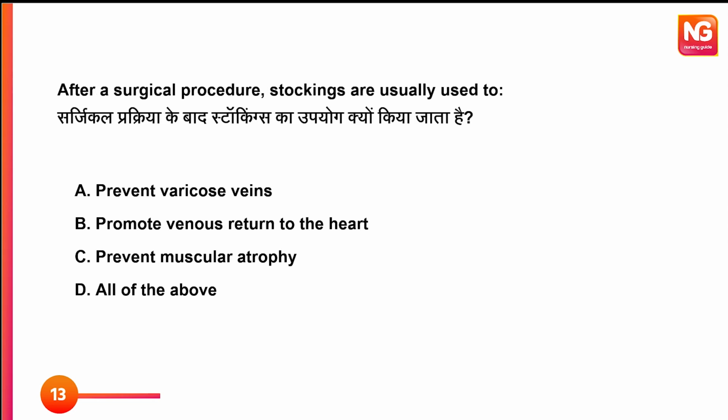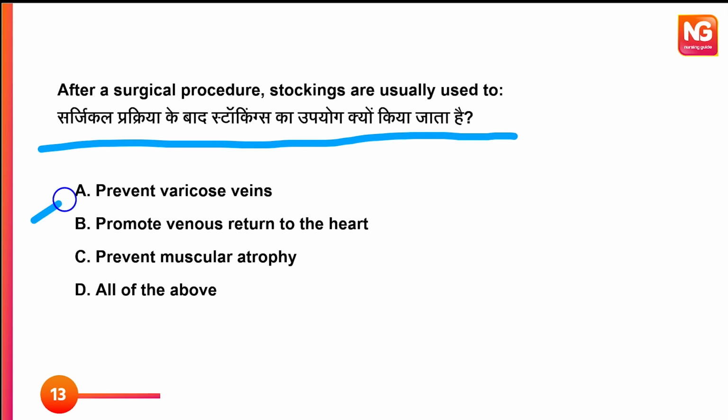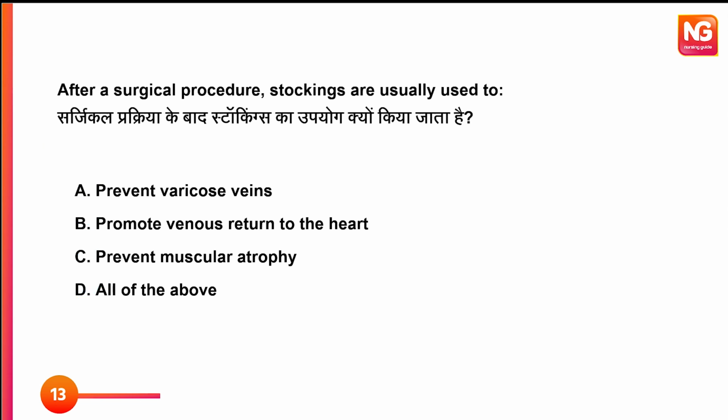Next, after a surgical procedure, stockings are usually used to option A prevent varicose veins, option B promote venous return to the heart, option C prevent muscular atrophy, option D all of the above. The correct answer is option B promote venous return to the heart. After a surgical procedure, stockings are usually used to promote venous return to the heart.